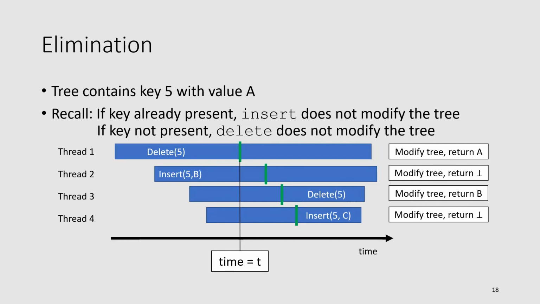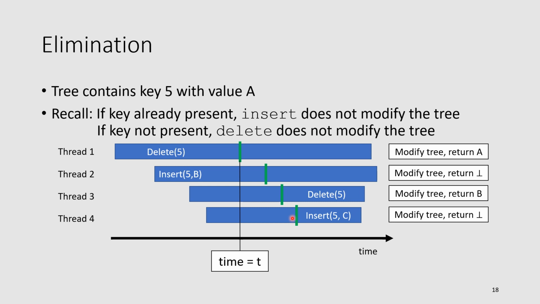Assume the key 5 is in the tree initially with value A. Suppose thread 1 successfully deletes 5 at time t and returns A. Thread 2 then inserts 5 again with value B and returns null. Then thread 3 deletes 5 and returns B, and finally thread 4 inserts 5 with value C and returns null. In this scenario, each operation is only inserting or deleting based on whether it finds the key in the leaf.